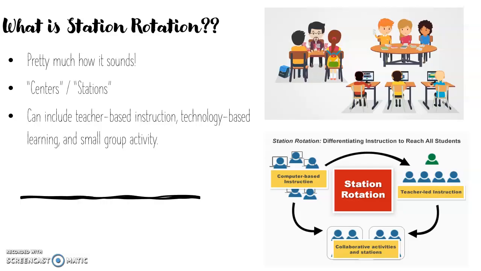What is station rotation? Station rotation is pretty much how it sounds. Many schools also refer to them as centers and or stations. What happens in station rotation is students in groups go around in clusters and complete different activities at different stations and or centers. These can include teacher-based instruction where the teacher is teaching the students. It can include technology-based learning where students are learning using some form of technology, or small group activity where students are working together to complete an activity.